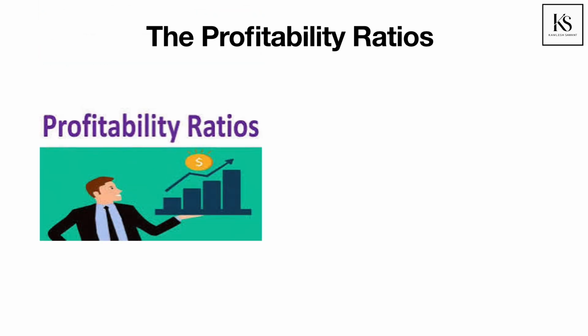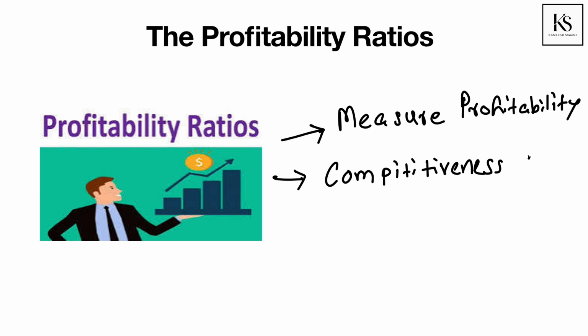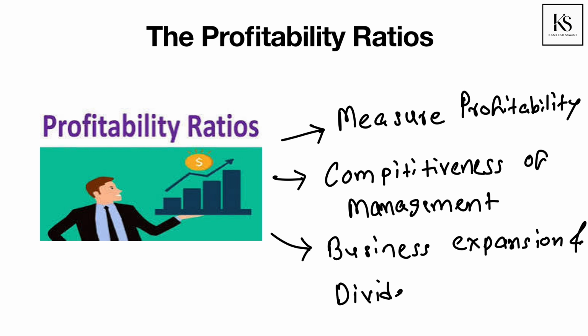The profitability ratio helps the analyst measure the profitability of the company. The ratios convey how well the company is able to perform in terms of generating profits. Profitability of a company also signals the competitiveness of the management. As the profits are needed for business expansion and to pay dividends to its shareholders, a company's profitability is an important consideration for the shareholders.